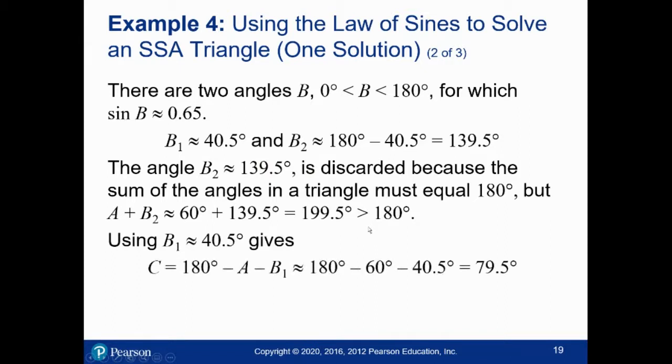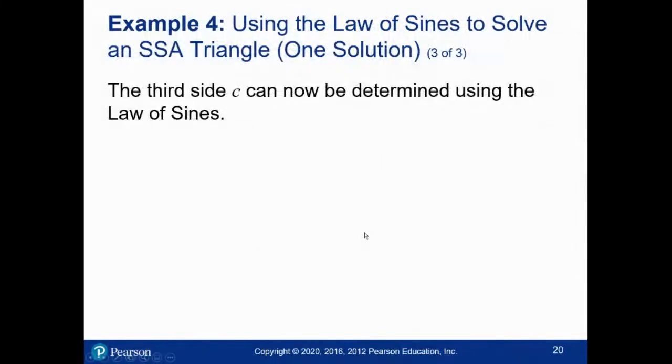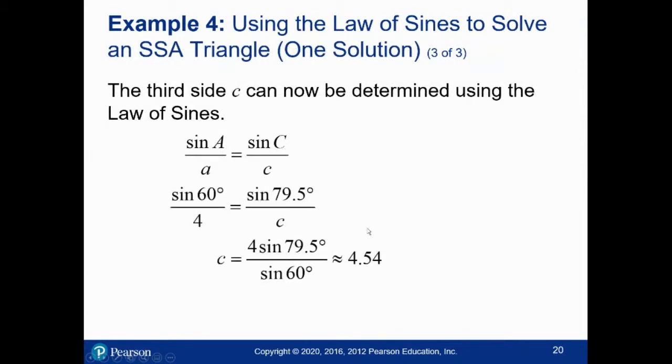Now I have 2 angles. I can find the third angle at 79.5. Now that I have all the angles, we can use the law of sines directly to find the missing side length. So now we have solved that. So we've seen an example of one solution given 2 sides and an angle. The previous example, of course, had no solutions. So what do you think the next one's going to be?